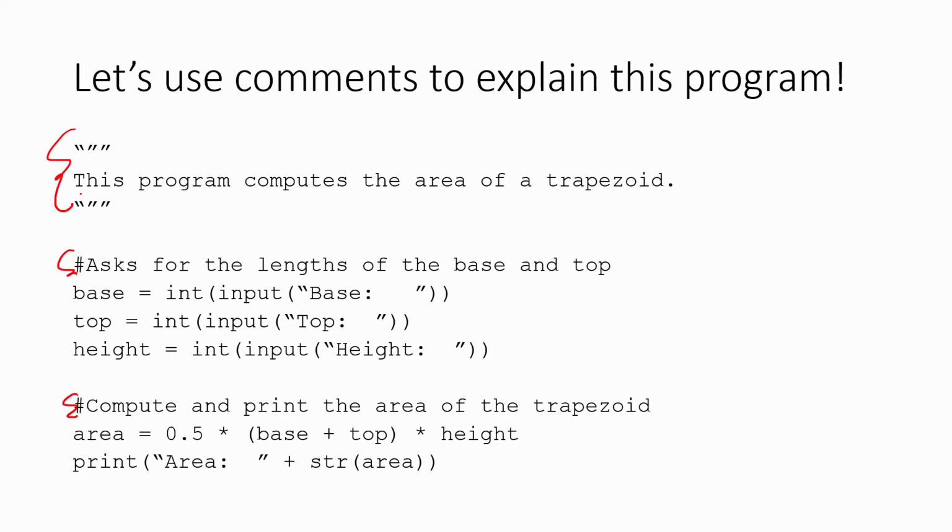So now this program computes the area of a trapezoid. Well, that would have been useful on the first slide, right? And then I mark in that I ask for the lengths of the base and the top, and then I also compute the area of the trapezoid. So notice what I'm doing. I'm basically labeling what the code below does, right? I'm giving the reader, the programmer that's reading my program later, a hint: you don't have to actually read the code, because this is what I believe the code does.